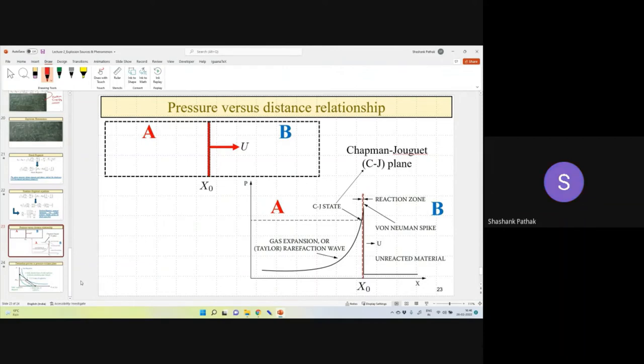Sir, are A and B the same material or different material? A and B are the same material, but part A has exploded, while part B has not exploded yet. Okay. And sir, why does this density change? So see, when the explosion is happening, other materials are being produced, like gaseous materials, and the particle velocity is changing. So the state of the material is basically changing.